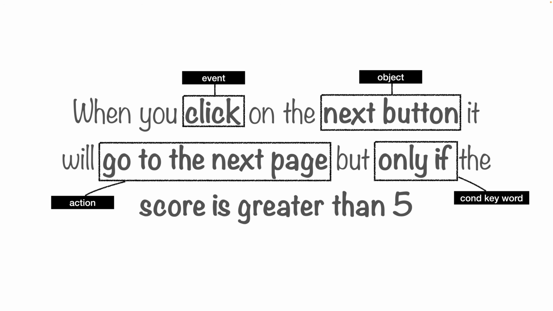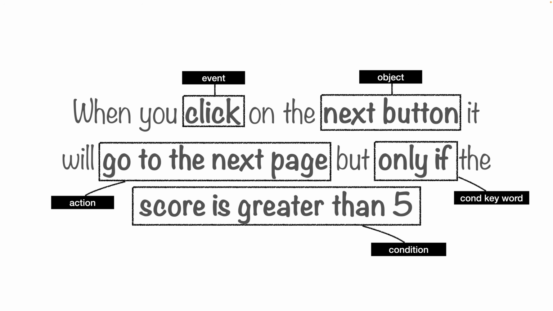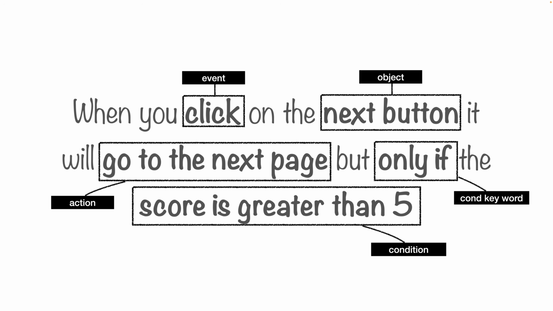Here is the keyword right there: only if. That is basically, okay, I know I need to have a condition here. And then here is our condition: the score is greater than 5. That means it could be 6, 7, 8, 9, and so forth. It just has to be greater than 5. Because I'm not saying greater than or equal to, it has to be 6 or more. It can't be 5.